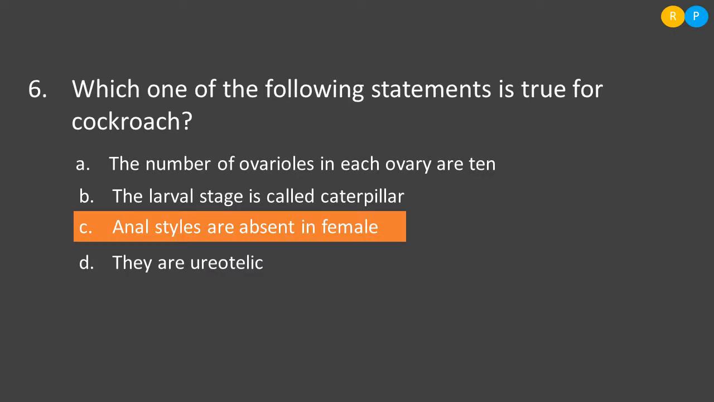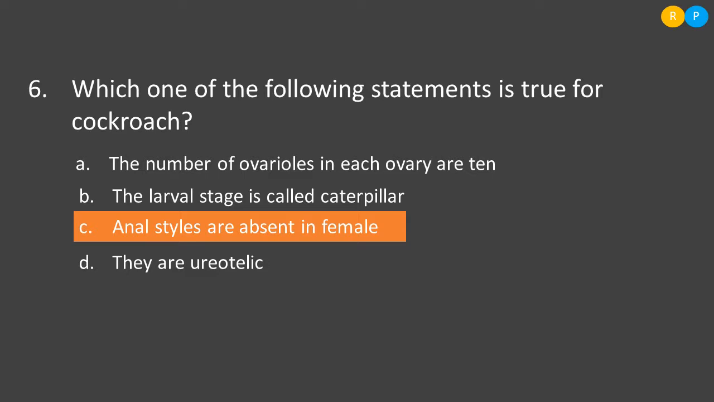Then the sixth question, which one of the following statements is true for cockroach? Option A, the number of ovarioles in each ovary is 10. So this is not a right statement because ovarioles are 8 in number in each ovary. The function of ovariole is that they help in the formation of eggs. Clear. So ovarioles are actually plate-like structures present within the ovary. So the number of ovarioles within each ovary is restricted to 8.